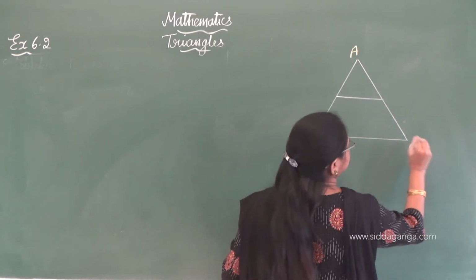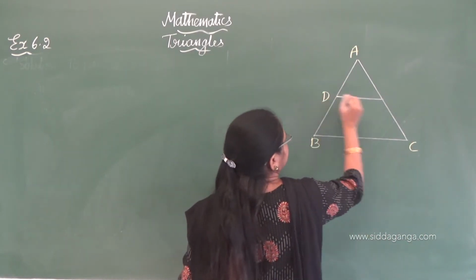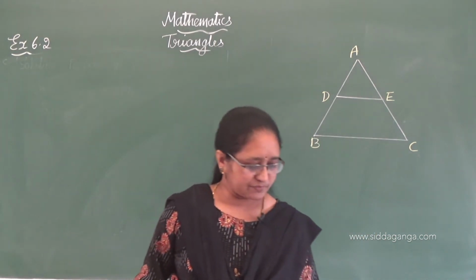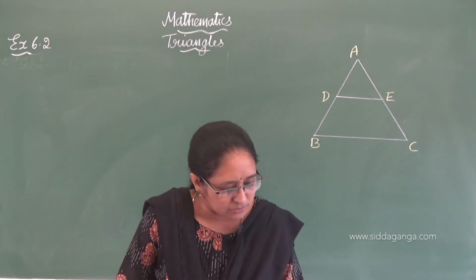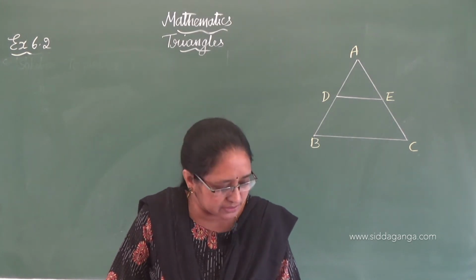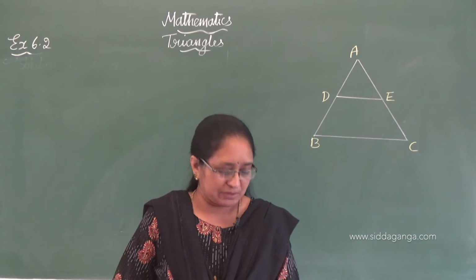So ABC is a triangle, DE is a line. What have they given? You have to use the BPT theorem, because they have specifically given it. So you have to use BPT and prove.